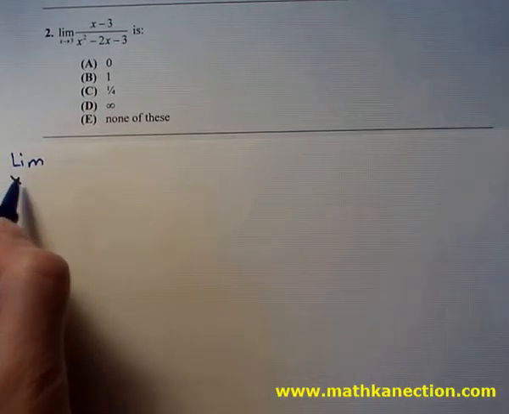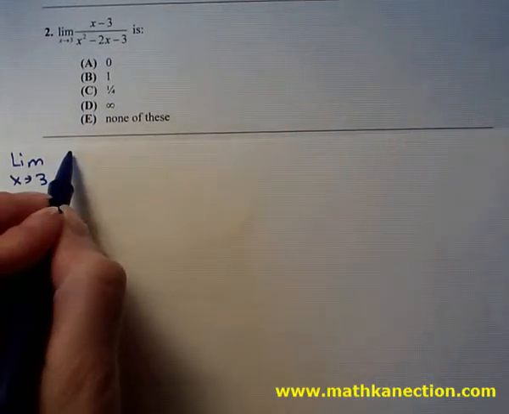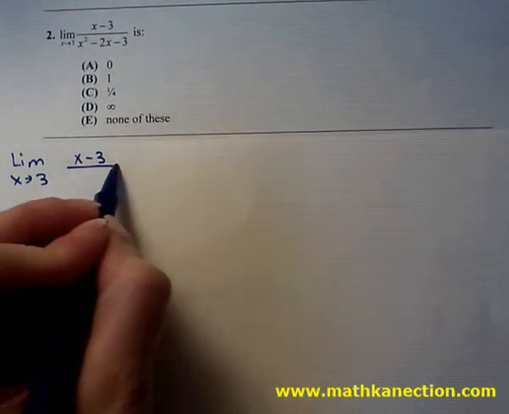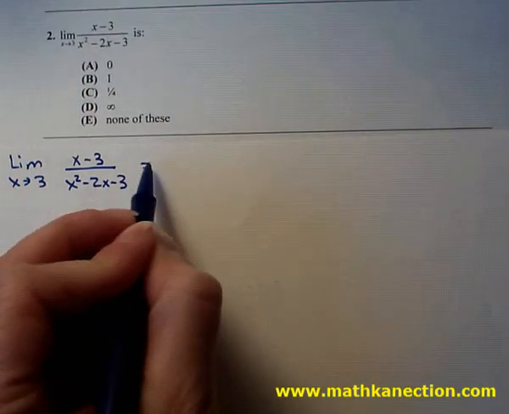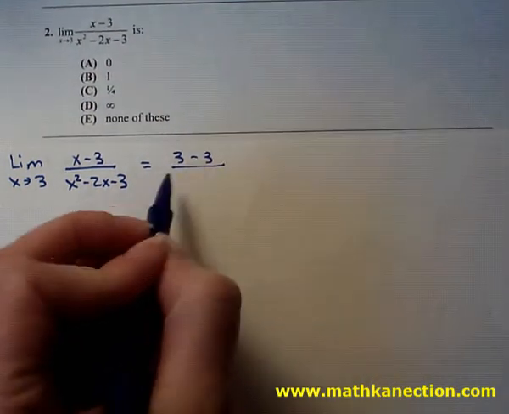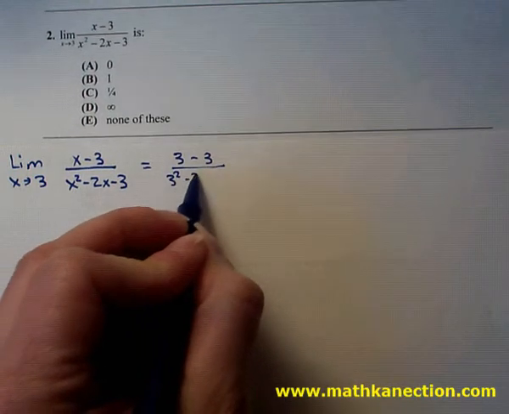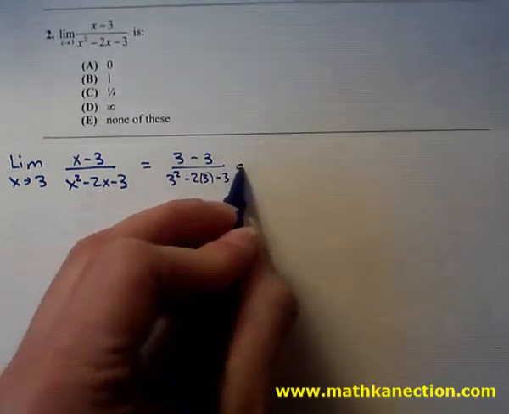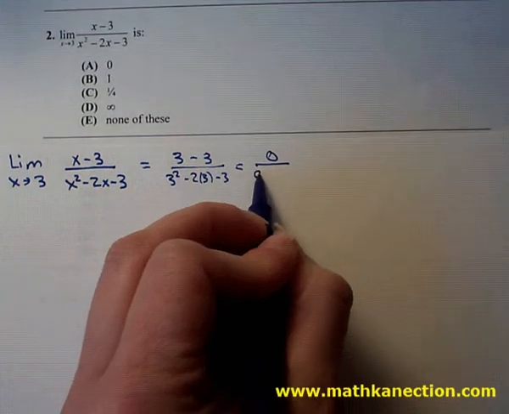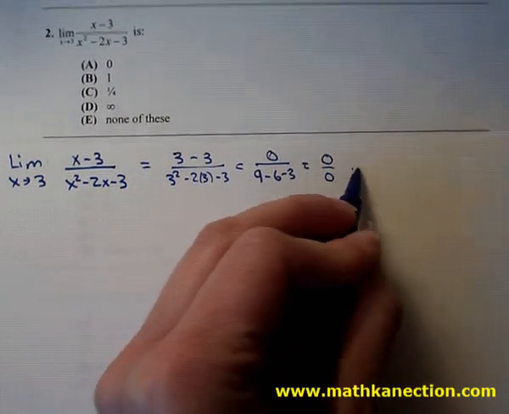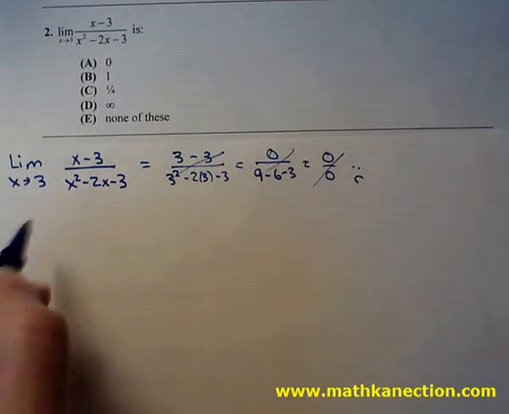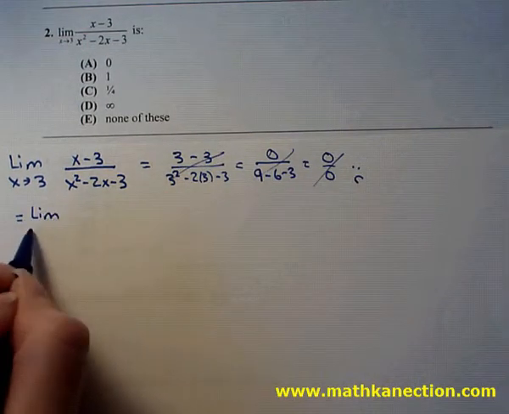In example number 2, we'll try to do the limit as x approaches 3 of (x minus 3) over the quantity (x squared minus 2x minus 3). First, try to replace in 3 for x. We'll have 3 minus 3 in the numerator, and 3 squared minus 2 times 3 minus 3 in the denominator. The numerator will get a 0. The denominator will be 9 take away 6 minus 3, which is 0. So 0 divided by 0. You can't divide by 0, so we'll have to do some algebra.